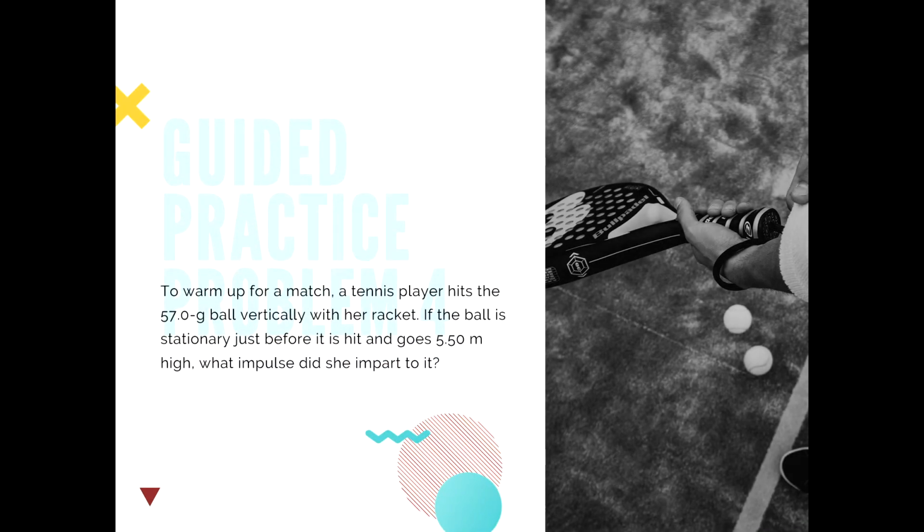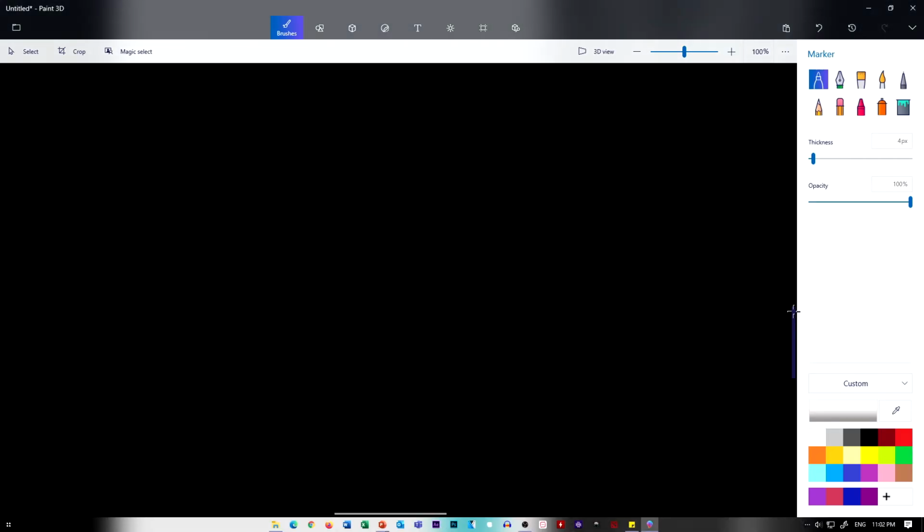Okay, so to warm up for a match, a tennis player hits the 57-gram ball vertically with her racket. If the ball is stationary just before it hits and goes 5.50 meters high, what impulse should it impart to it? Okay, so we can approach it in a few ways. So I'm going to do one. I'm going to draw the ball first.